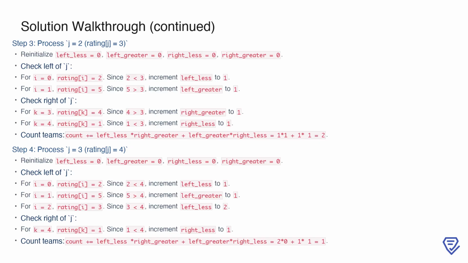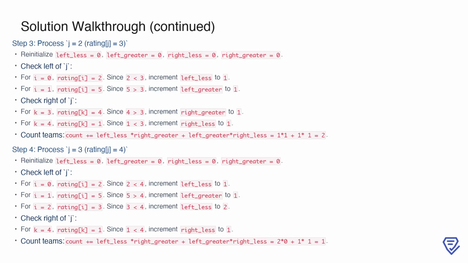Next, we process j equals 2, where the middle element is rating[2] equals 3. Again, we reset the counters left_less, left_greater, right_less, and right_greater to 0. Looking to the left of j, we find two elements, rating[0] equals 2 is less than 3, so left_less becomes 1, and rating[1] equals 5 is greater than 3, so left_greater becomes 1. On the right side, we have rating[3] equals 4, which is greater than 3, so right_greater becomes 1, and rating[4] equals 1, which is less than 3, so right_less becomes 1.